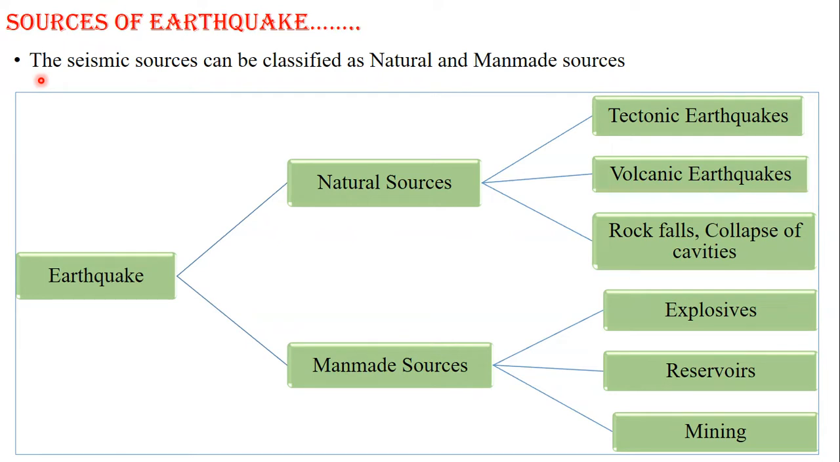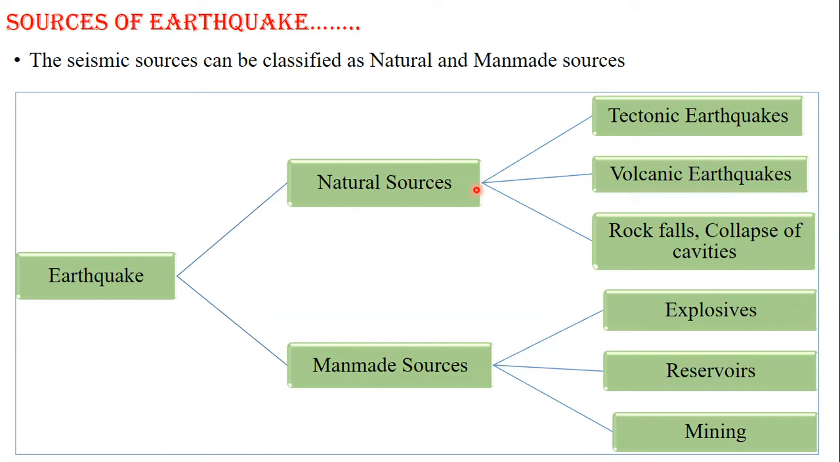So what are the different sources of earthquake? There may be a question like this: what are the different sources of earthquake or seismic sources? The earthquake or seismic sources can be classified as natural and man-made sources. So there are two types of sources: natural sources and man-made sources.